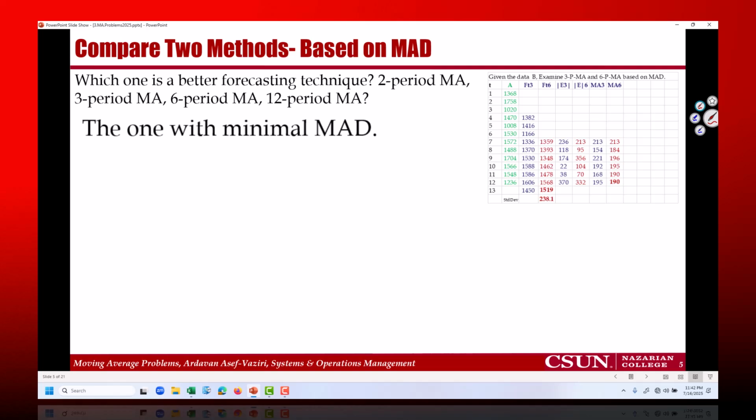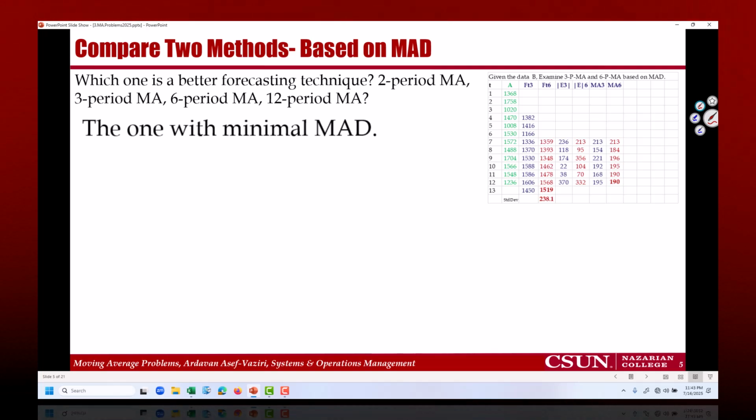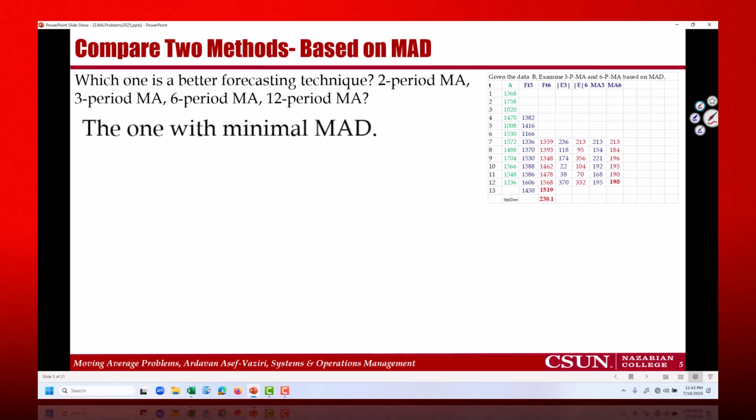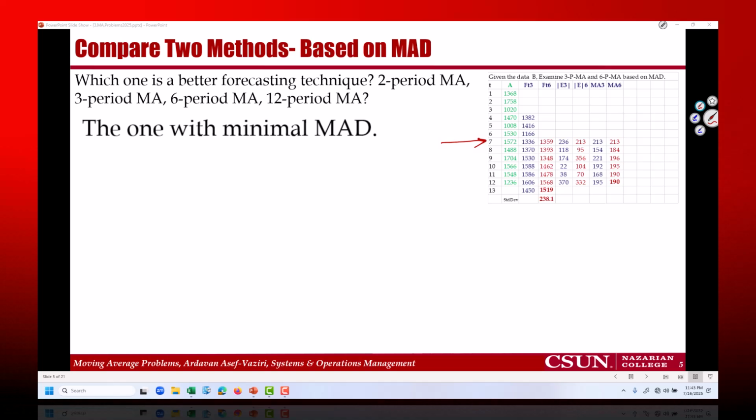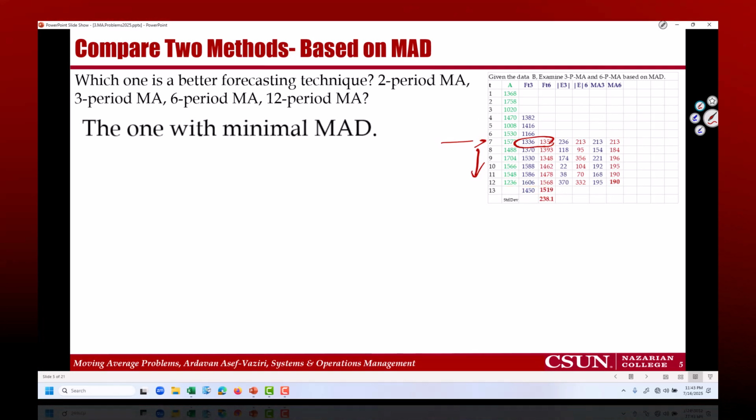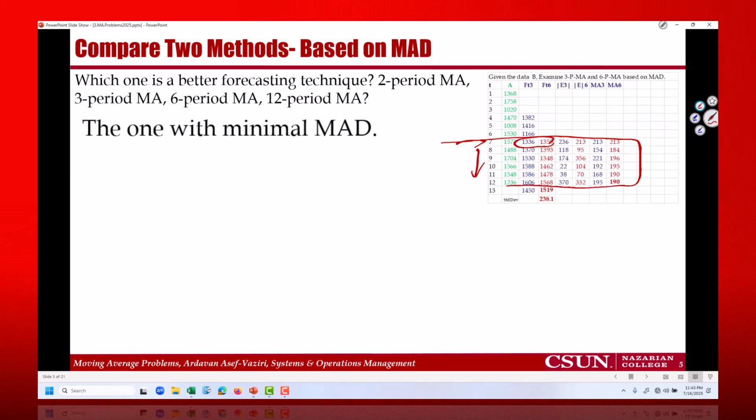Here, I have compared 3-period forecast and 6-period forecast. Because we are talking about 6-period moving average forecast, I cannot start until period 7, because among 1 to 7, that is the only period when I have forecast for both techniques. And then I can continue this until period 12, because after period 12, while I have forecast for both techniques, I don't have actual. I should compare the two techniques over this period.